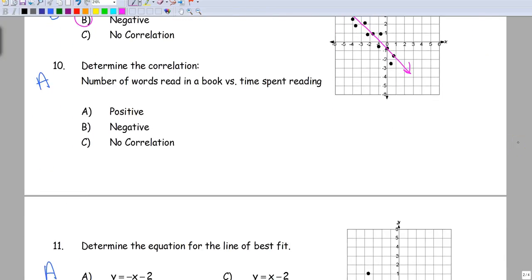Number 10. As you read these words to yourself, you want to think if the variable is going up or if it's going down. So number of words read in a book versus time spent reading. The more time you read, the more words you will have read in the book. So since both of those are going up, this is positive correlation.